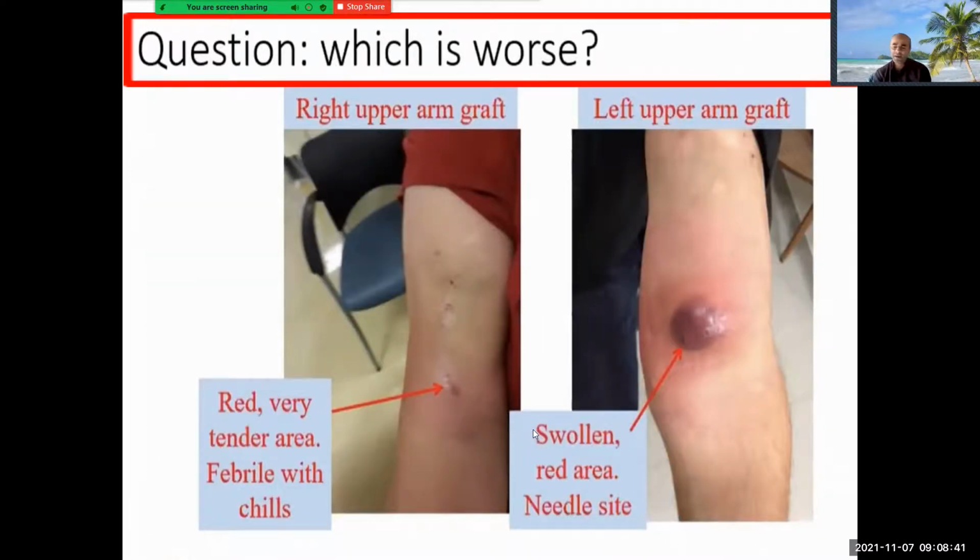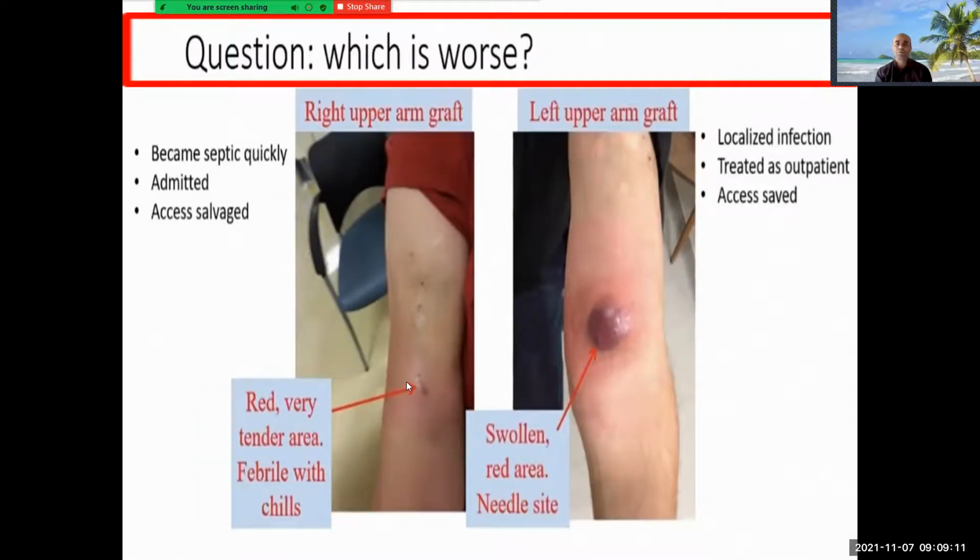Which is worse now? I need you to think with me. Who is worse, the one with the white one or this brown one? This fistula or this fistula? This one already has swelling, a red area at the needling site. It is red and very tender, and the patient is febrile with chills. Febrile with chills means this patient will go to septic shock. Take care, this is the worst one. They become septic quickly; admit for access salvage, maybe with drainage and debridement by the vascular team, as urgently as possible. This patient has fever, chills and an abscess here.